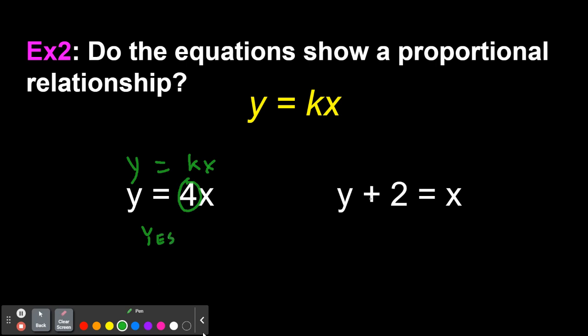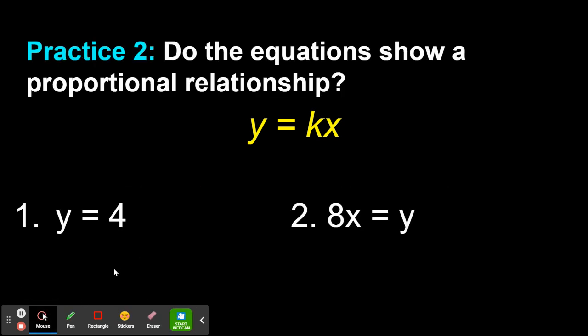This next one over here is not in the form of y equals k times x. It's in the form of y plus some number equals x, right? There's nothing being multiplied times the x. Well, there is a 1 if you want to be technical there. But again, it's not in this format. It's not in the format of y equals some value times x. So no, this one is not a proportional relationship. Go ahead and see if you can determine if either of these are proportional relationships.